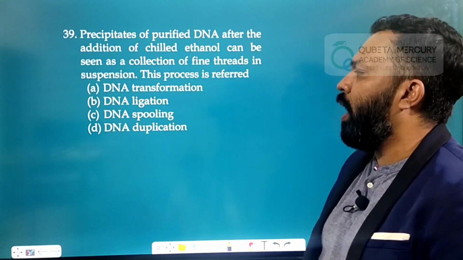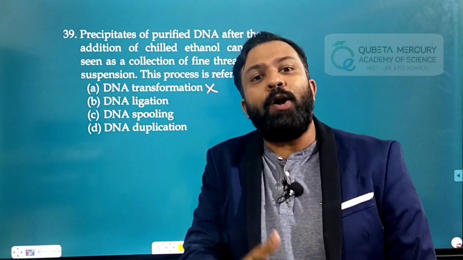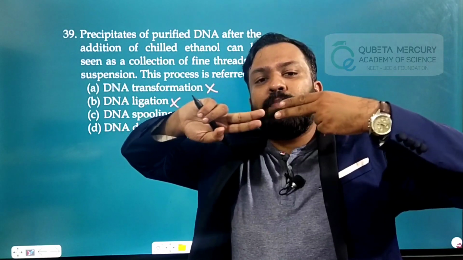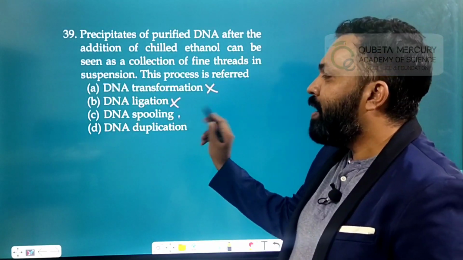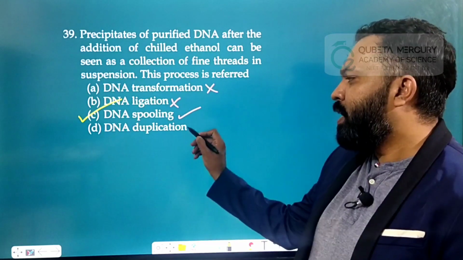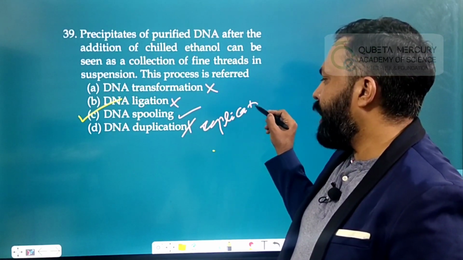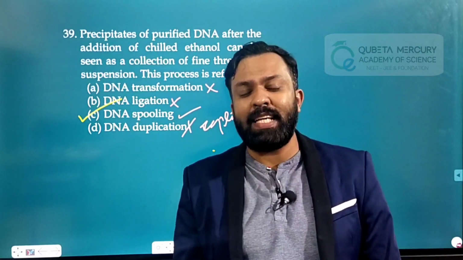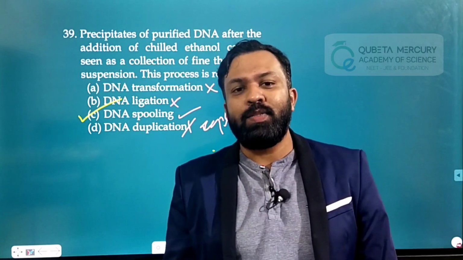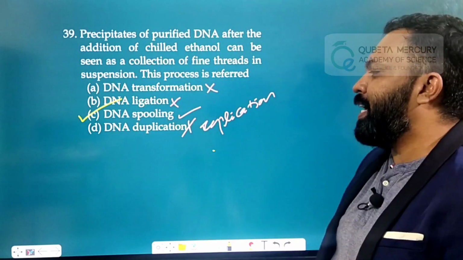This process is referred to as what? DNA transformation? No. Transformation is the process of transferring a gene from one organism to the other organism. DNA ligation? No. DNA ligation is the linking of DNA fragments using DNA ligase enzyme. DNA spooling, that is the right answer. Spooling, the precipitation of DNA and collecting it from the chilled ethanol is called spooling, right? DNA duplication? No, not at all, because duplication is the replication itself. Duplication of DNA is the replication of DNA itself that naturally takes place in the S phase of cell cycle, or artificially can be done using PCR, the polymerase chain reaction, using a thermostable polymerase enzyme called the Taq polymerase. So the precipitation of DNA and its collection is called the DNA spooling.